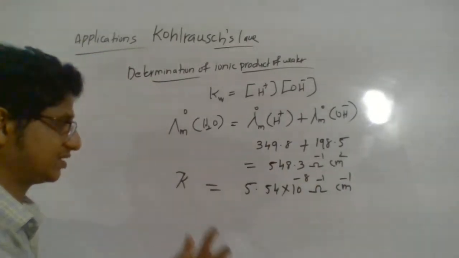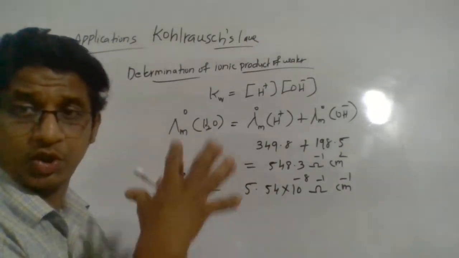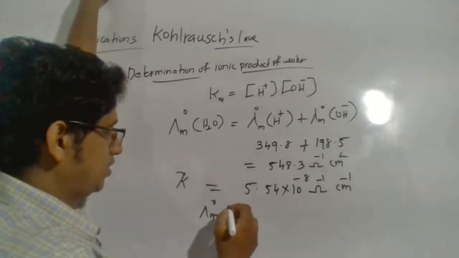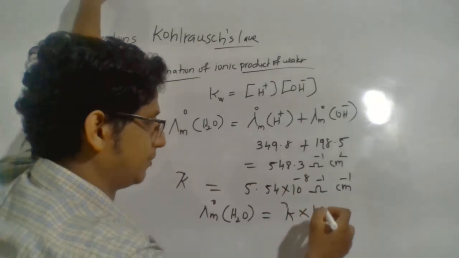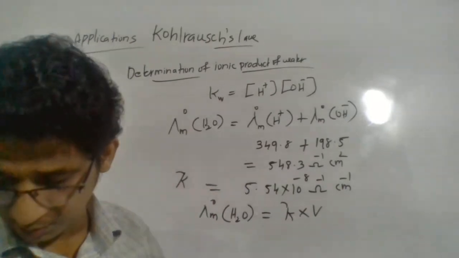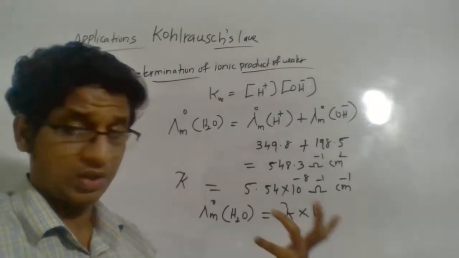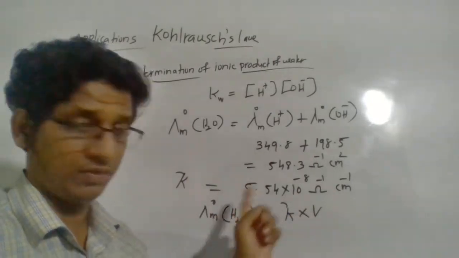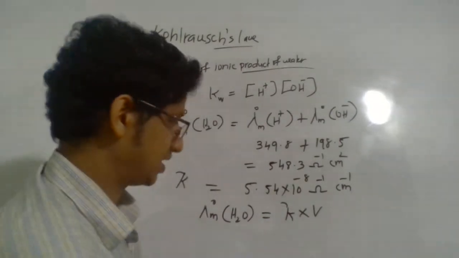Now we know conductivity is the case for a unit volume, and molar conductivity is talking about the whole volume. So lambda m0 of H2O will be nothing but conductivity into volume. If you have the total volume, then conductivity into volume will give you molar conductivity of water at infinite dilution. So you can find volume, conductivity or molar conductivity of water if you have any two values using this equation. Molar conductivity of water is equal to kappa into V. Please keep that in mind.